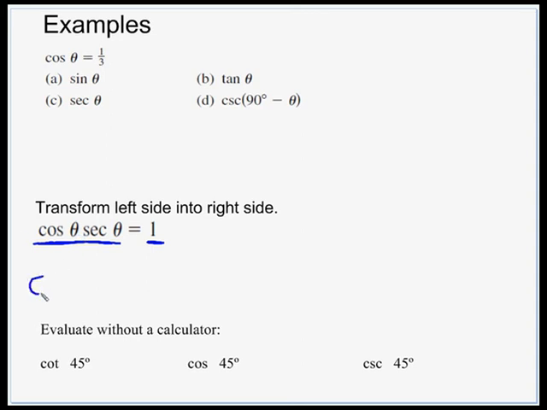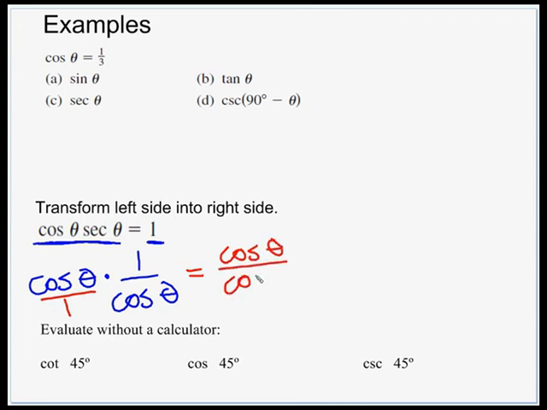So this cosine of theta we're going to leave alone. Secant of theta, well, that was one of our identities. The secant of theta is the same as 1 over cos of theta. So here we have cos of theta times 1 over cos of theta. And don't forget, we can put a 1 under this if we want to, and if we multiply straight across, we get the cos of theta divided by the cos of theta, and no matter what, anything divided by itself is equal to 1.